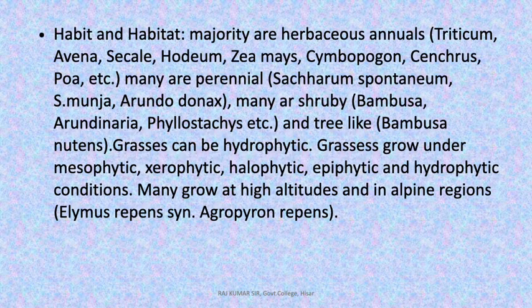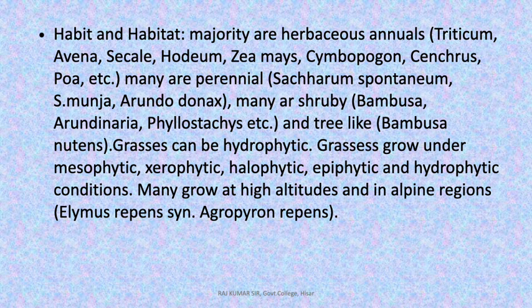Now we will study the vegetative characters. First, the habit and habitat. Majority are herbaceous annuals like Triticum, Avena, Secale, Hordeum, Zea mays, Cymbopogon, Cenchrus, Poa, etc. Many plants are perennial like Saccharum spontaneum, Saccharum munja, Arundo donax. Many are shrubby, Bambusa, Arundinaria, Phyllostachys, etc. There are tree-like species also like Bambusa nutans.